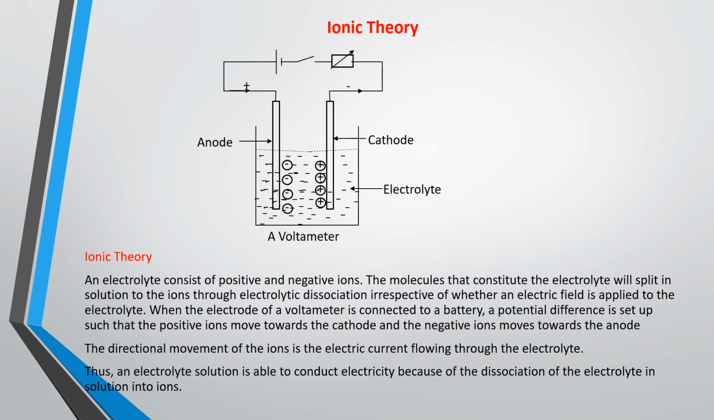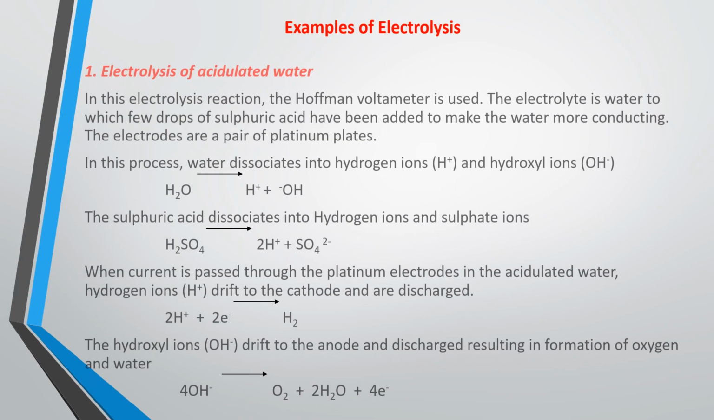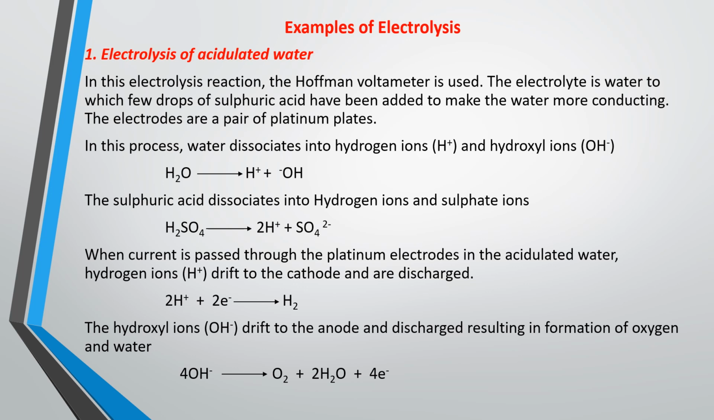Alright, so I hope this is clear, and now we're moving to different types or examples of electrolysis. For examples of electrolysis, you have one, electrolysis of acidulated water. In this electrolysis reaction, the Hofmann voltameter is used.